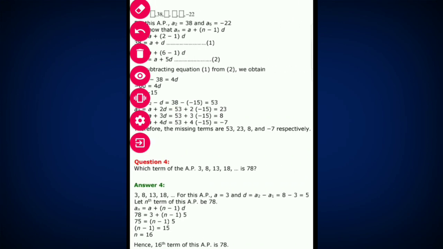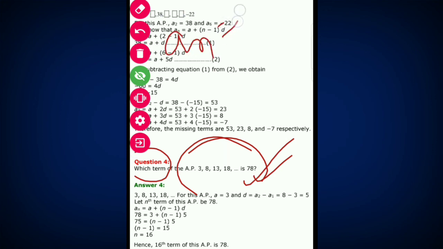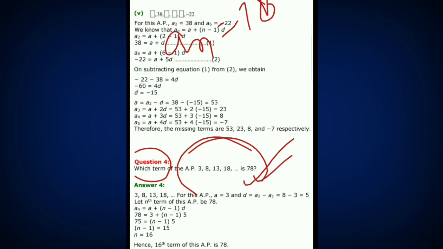Now we will go to the next question, which is a very good question. Which term of this AP is 78? Now look here. What is the question saying? The AP is given here: 3, 8, 13, 18 and so on. The question is asking which term is 78. We do not know, so we will consider this as the nth term. The nth term is 78. The first term given here is 3, and the difference is 5.